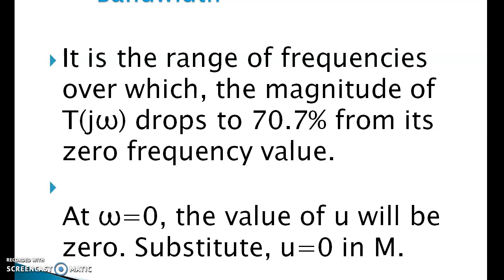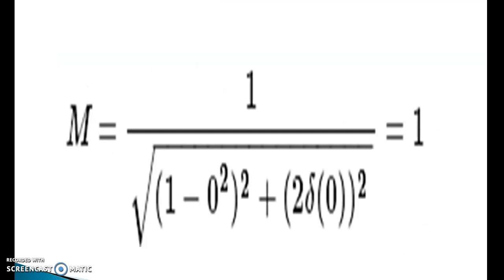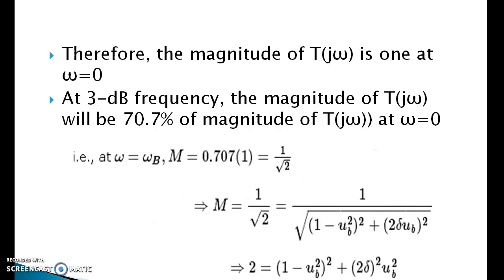Bandwidth. It is the range of frequencies over which the magnitude of T(jω) drops to 70.7% from its zero frequency value. At ω equal to 0, the value of u will be 0. Substitute u equal to 0 in M equal to 1 by square root of (1 minus u square) whole square plus (2 xi u) square, that is equal to 1. Therefore, the magnitude of T(jω) is 1 at ω equal to 0.